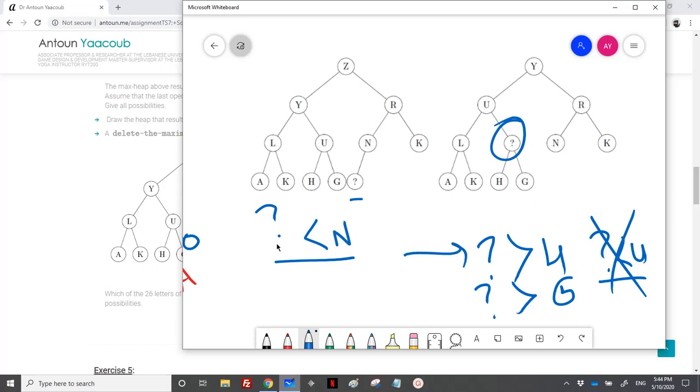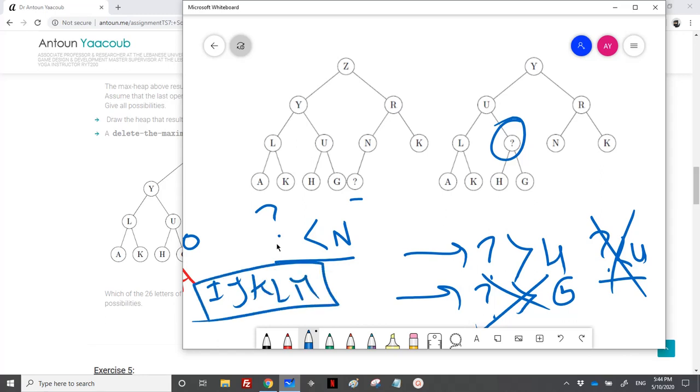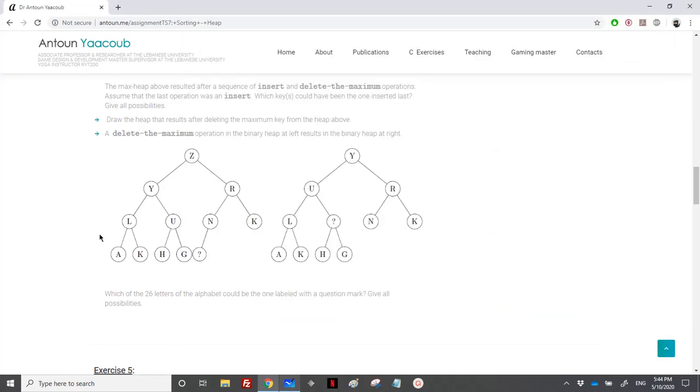The elements should be greater than h or greater than g, so I would pick greater than h. So the elements are i, j, k, l, and m. Those are the possibilities for the question mark. And this is it for this exercise.